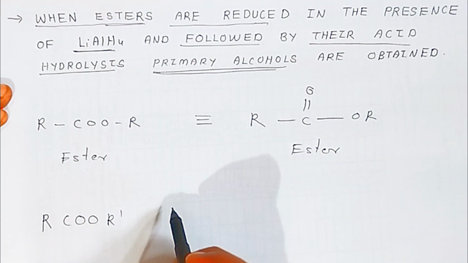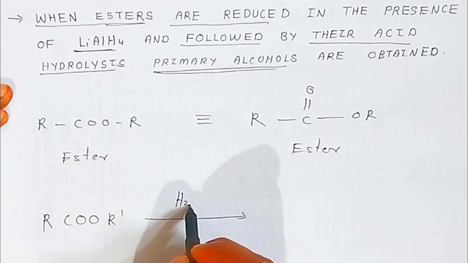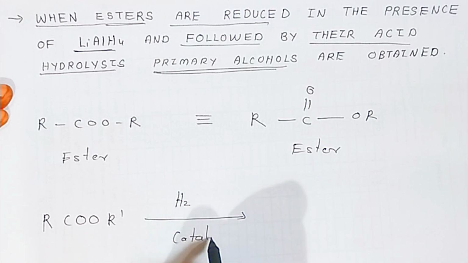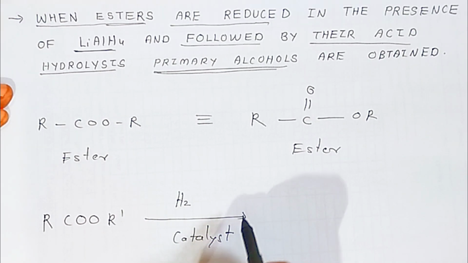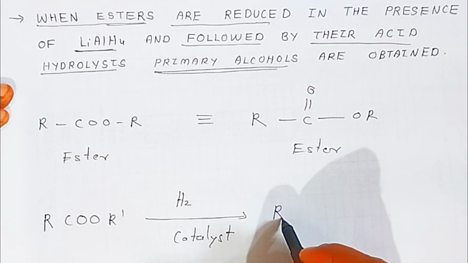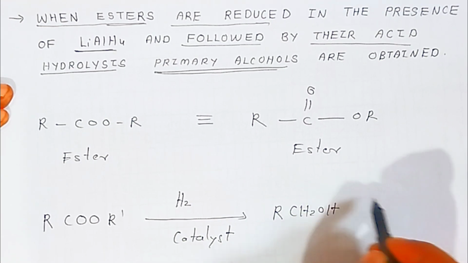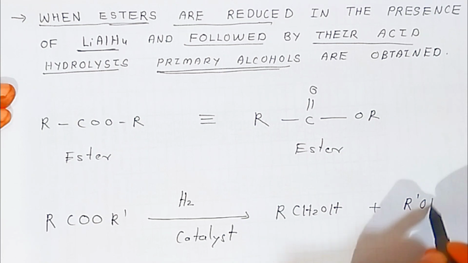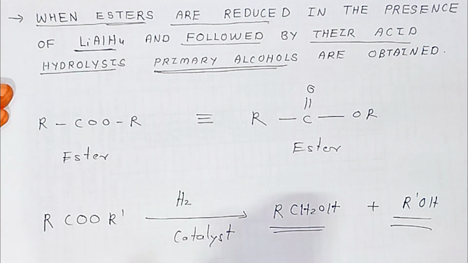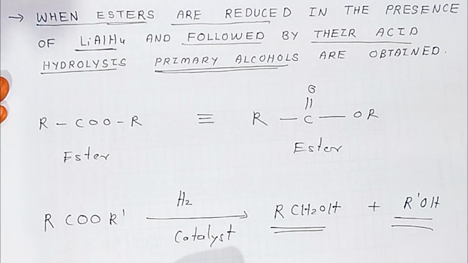This ester we show like this, RCOOR', which now combines with acidic water, H2, catalyst. There you are getting RCH2OH, one type of alcohol, and you are getting a mixture of alcohols. Okay students, this way you are getting two types of alcohols.